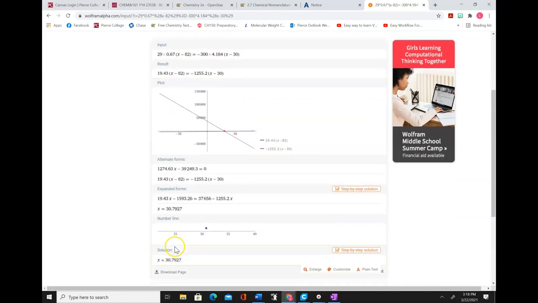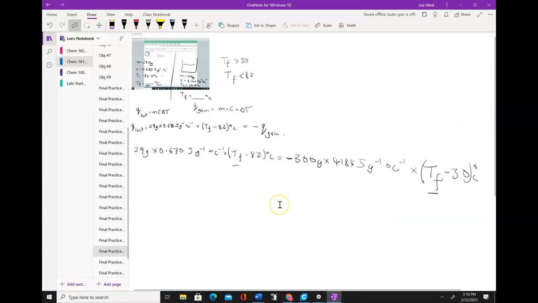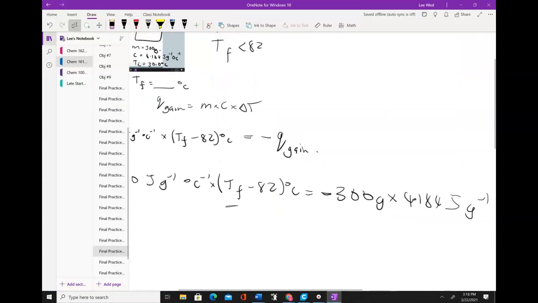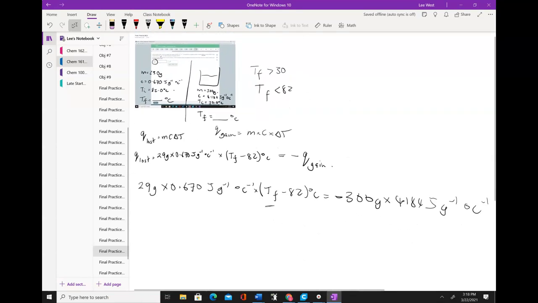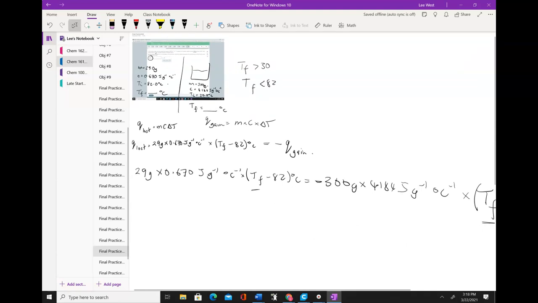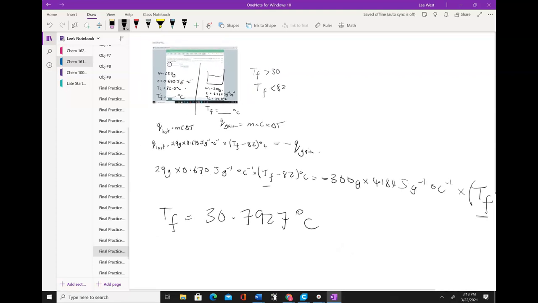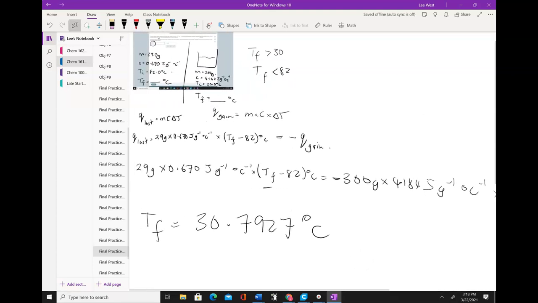And it comes out as 30.7927. There we go. All right. So just make sure that I definitely got everything correct. The original temperature was 30, 82. Yeah, that all looks good. All right. So the online solver tells me that my temperature final should be 30.7927 degrees Celsius. And now I've just got to decide about my significant figures, right?